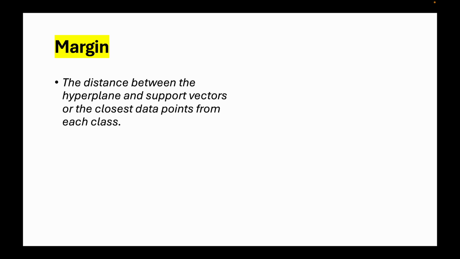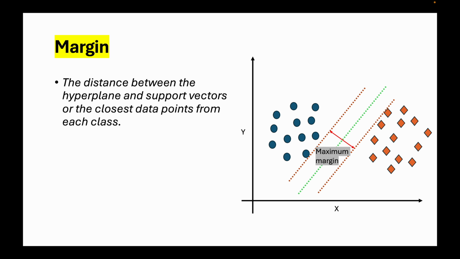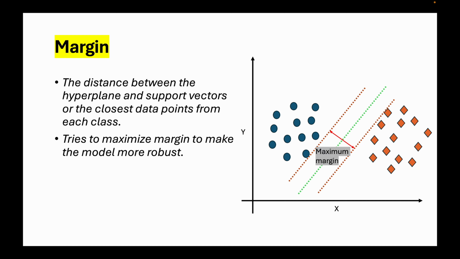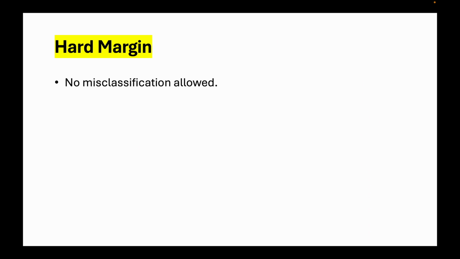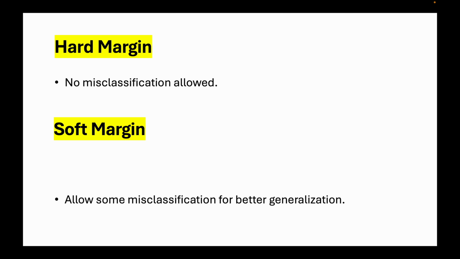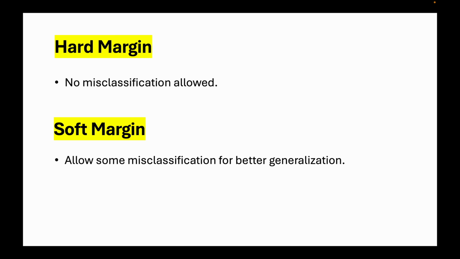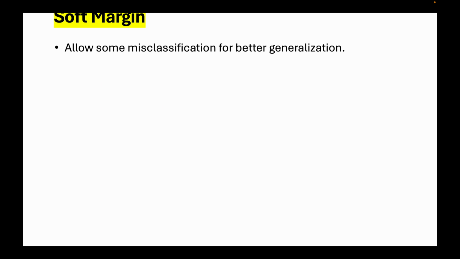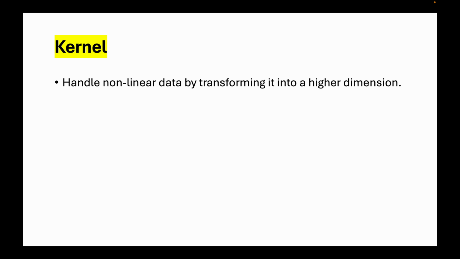Margin. It is the distance between the hyperplane and support vectors, or the closest data points from each class. SVM tries to maximize this margin to make the model more robust. Hard margin. In hard margin, there is no misclassification allowed. That is, it only works if the data is perfectly separable. Soft margin. In soft margin, it allows some misclassification for better generalization. It is a technique to handle non-linear data by transforming it into a higher dimension.